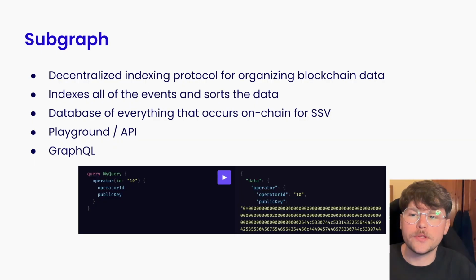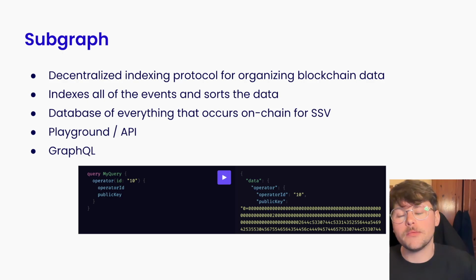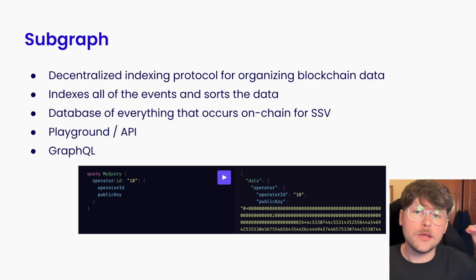And this is what we're using for this. So we are using Subgraph to achieve this. Subgraph itself is a decentralized indexing protocol used to organize blockchain data. We have a bunch of functions built out for Subgraph to tell it to pretty much look at any of the events that we fire off.